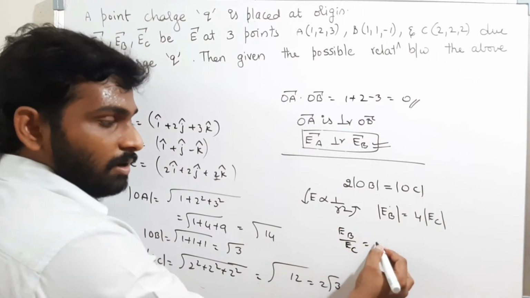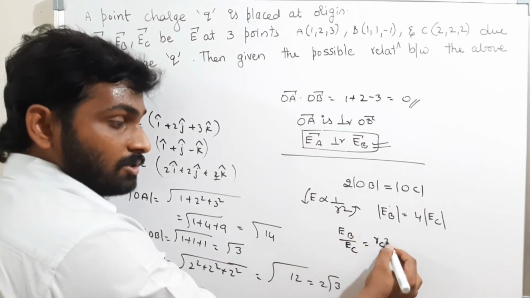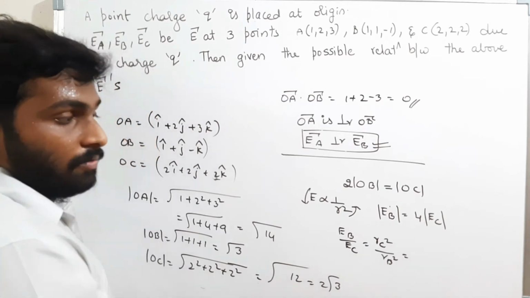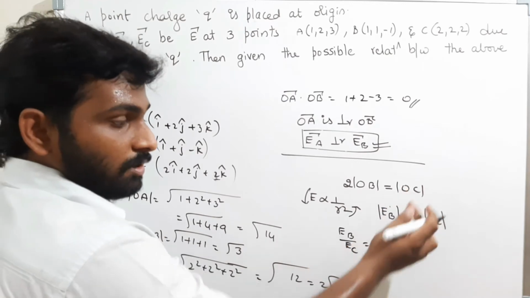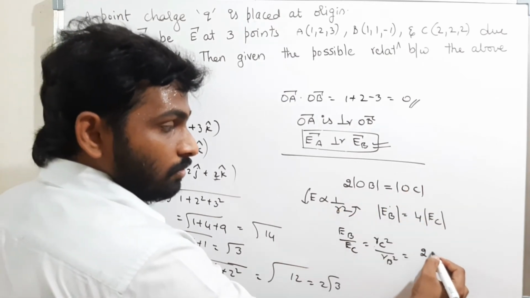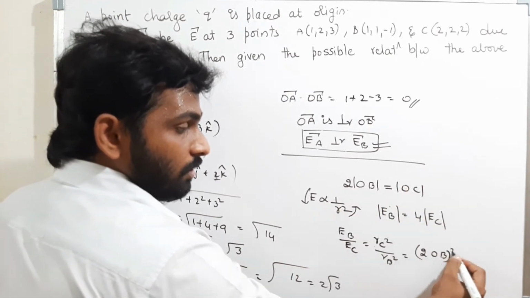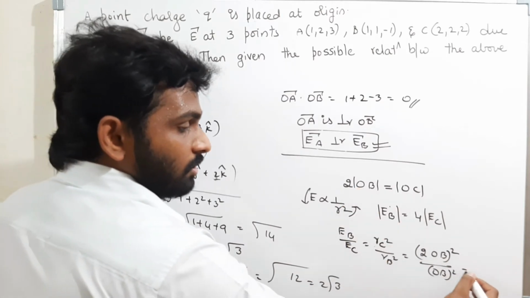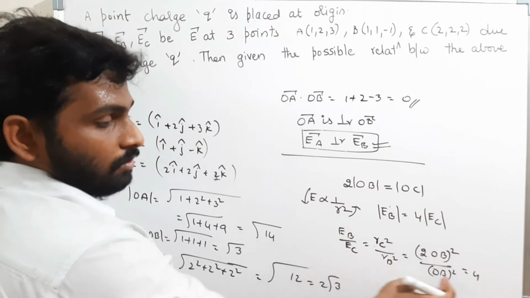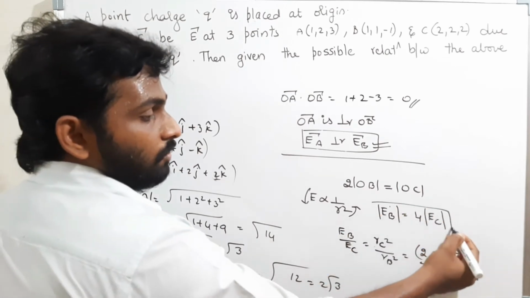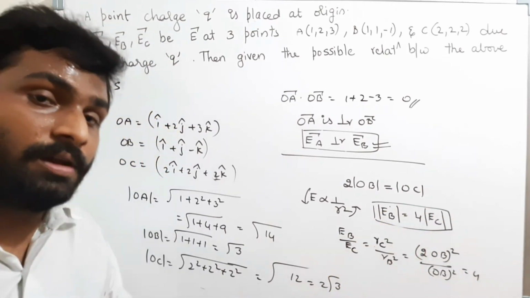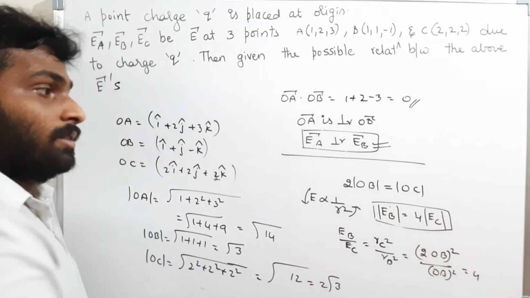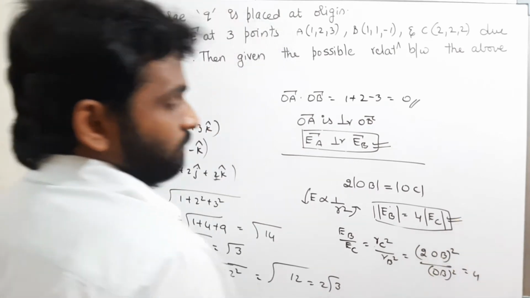Simply see here, EB by EC is nothing but RC square by RB square. What is RC? RC is nothing but OC. OC is 2 OB, whole square, by RB, which is nothing but OB, whole square. That is nothing but 4. Therefore, EB is equal to 4 into EC. So the other relation we got is that the electric field at point B is equal to 4 times the electric field at point C. This is one more relation.